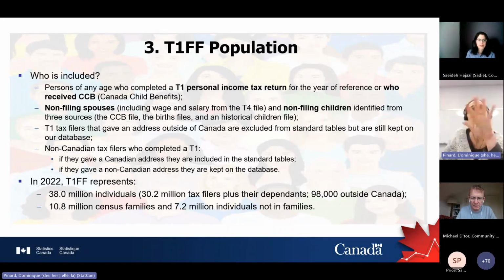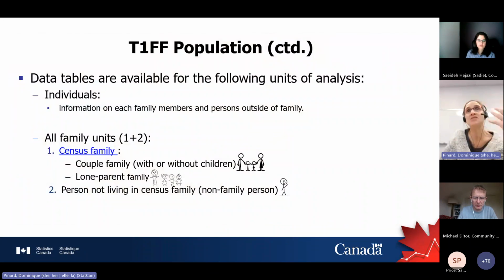Okay, so this is the TIF population. I did mention that there's a big universe that is individual. So when we release data, we're going to have data for each individual who files their taxes and has income. And when I say file their taxes, it could include basically anyone who has income. So a non-filing spouse with income would be included in the numbers.